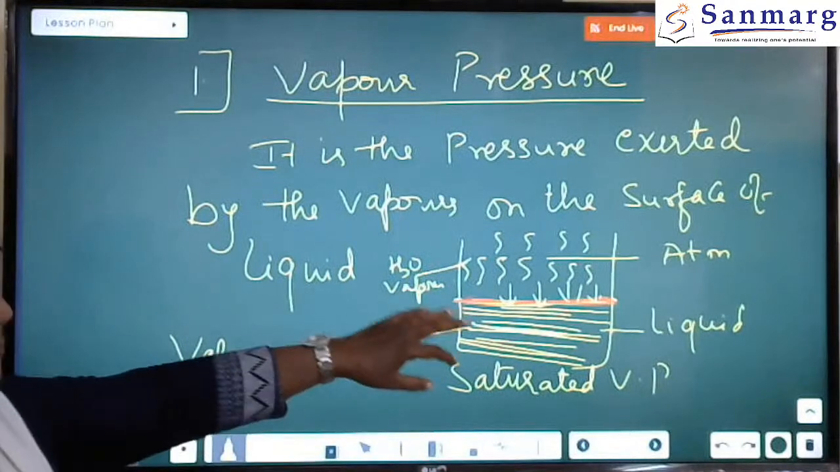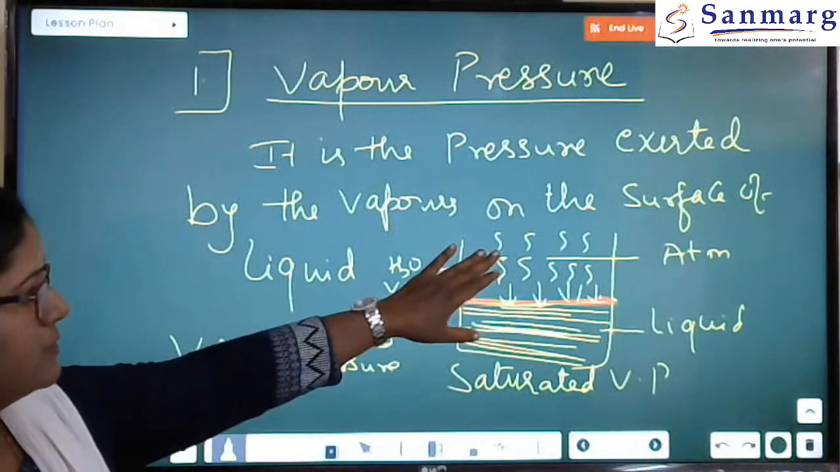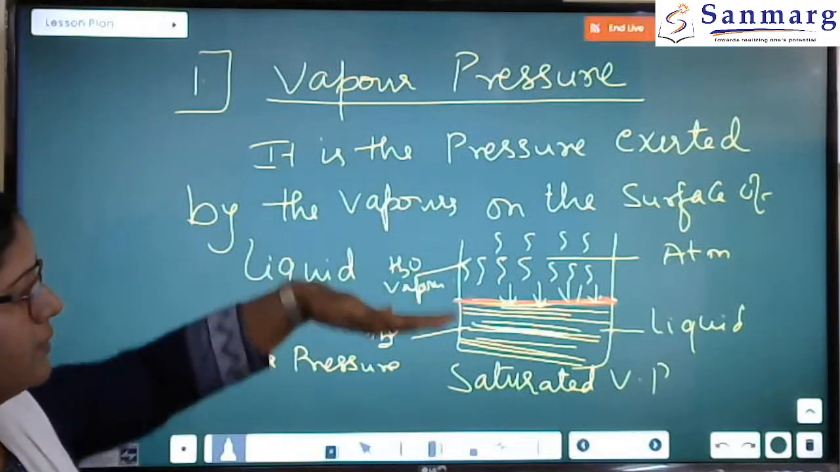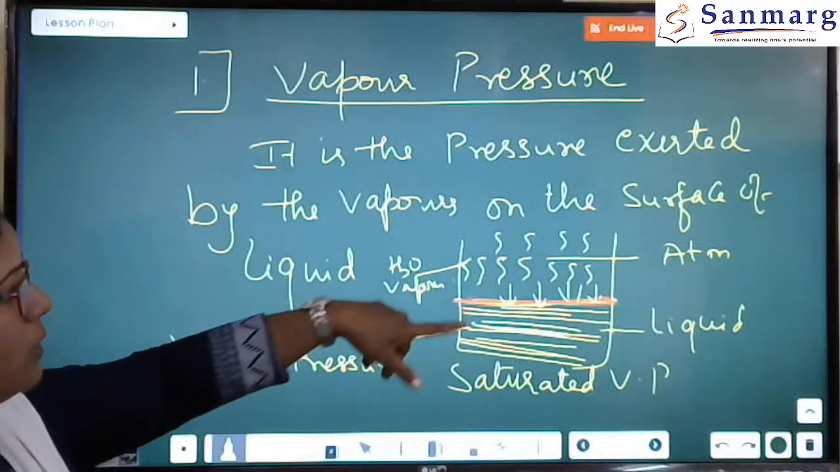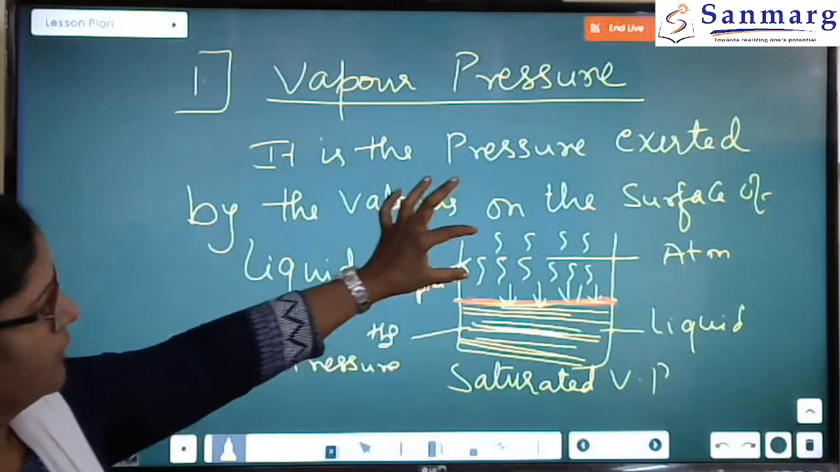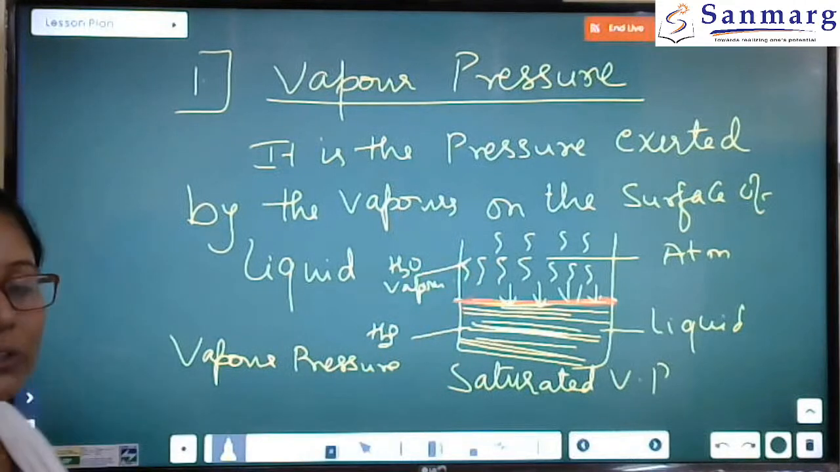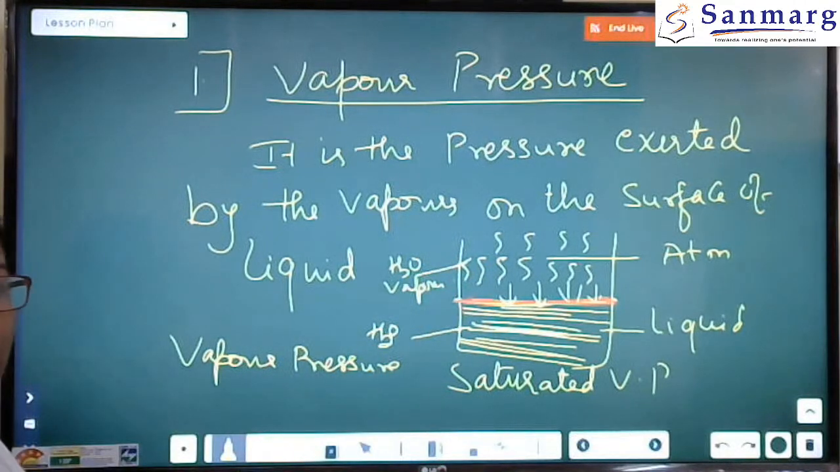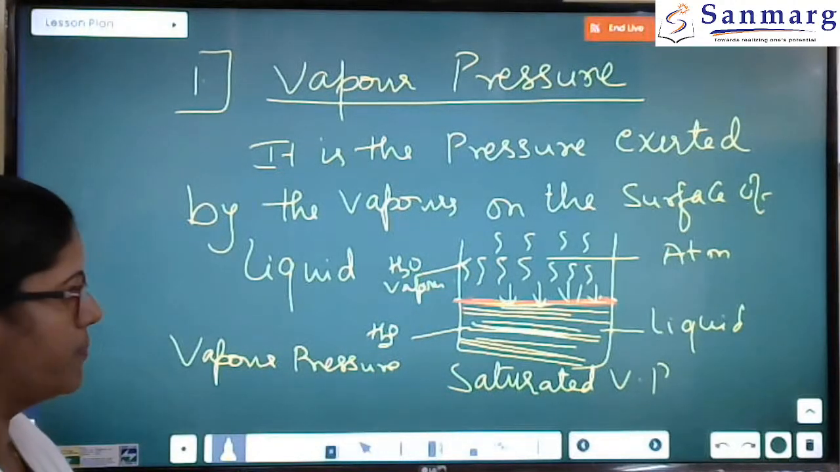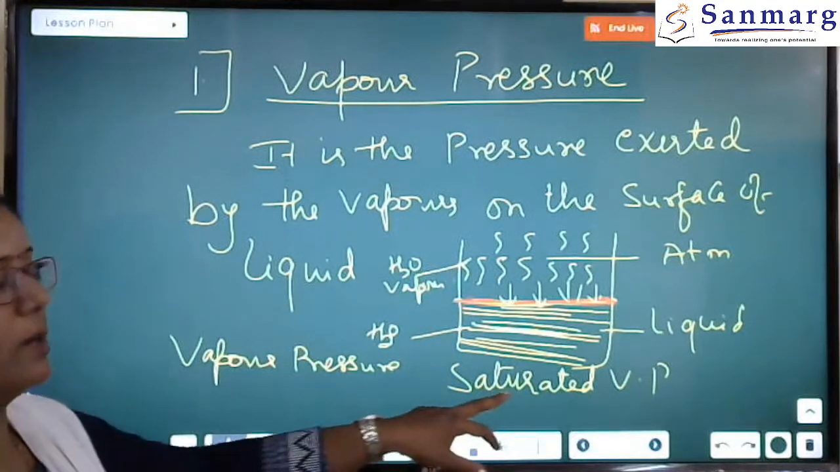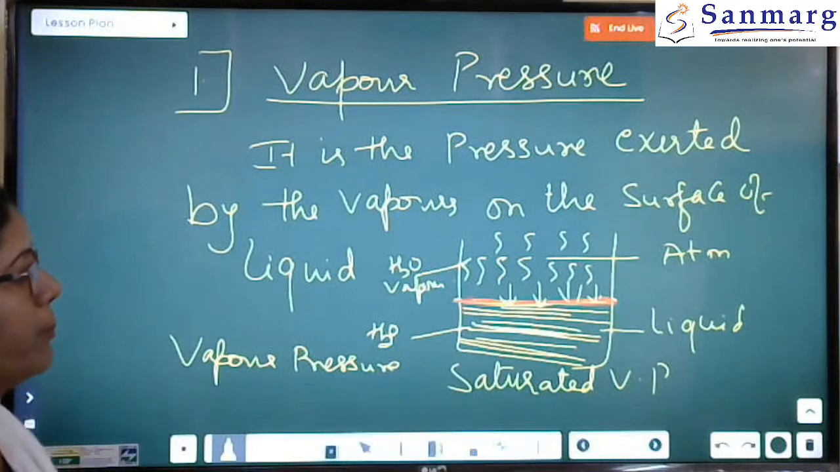See here, this is a liquid and this is a vapor, water and its vapor. These vapors put some pressure on the surface of the liquid. These vapors are in equilibrium with this water. Both are in equilibrium, both are balanced. So this is called vapor pressure, or also saturated vapor pressure.